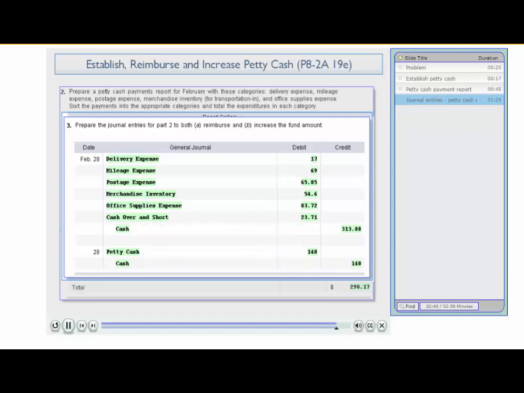Then on the 28th, we cut the check to reimburse the petty cash. We debit petty cash for $140 and credit cash for the same amount.